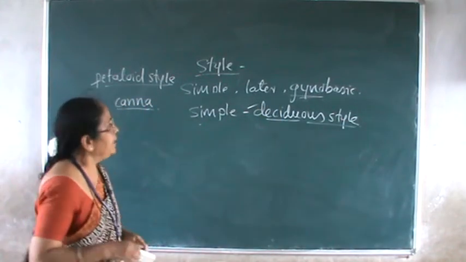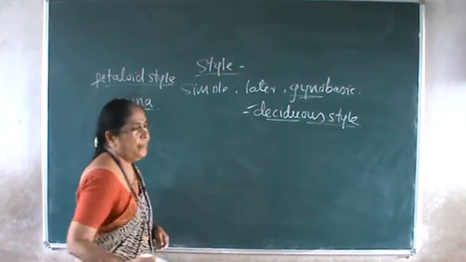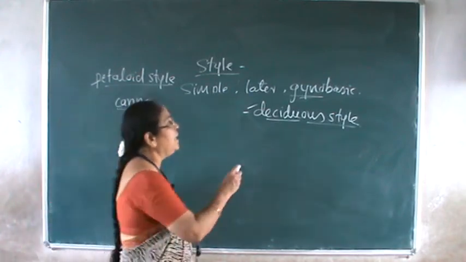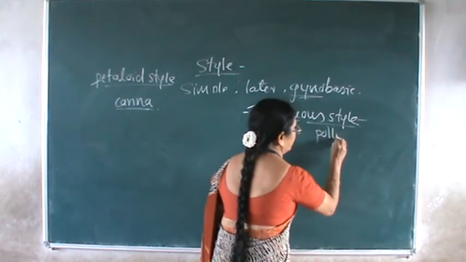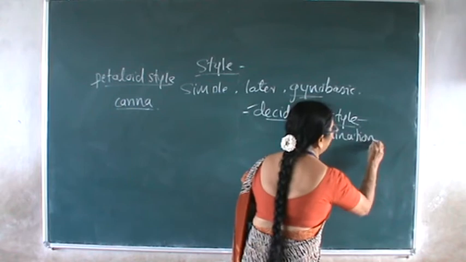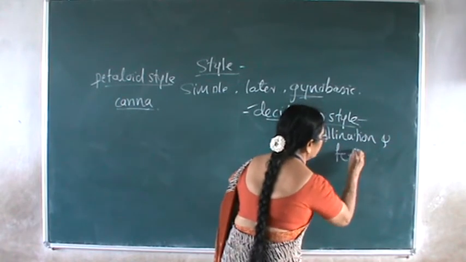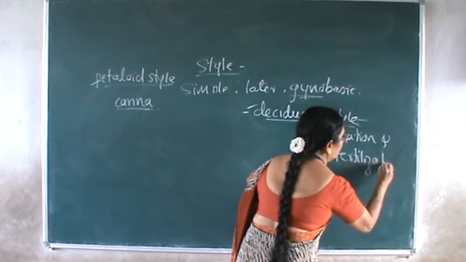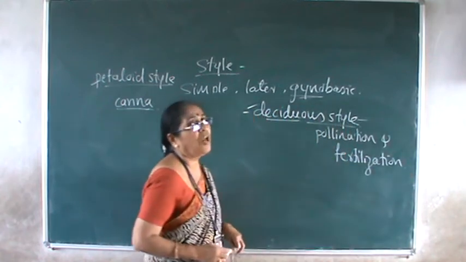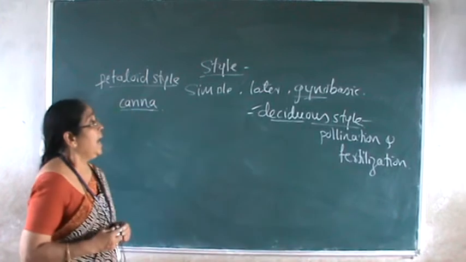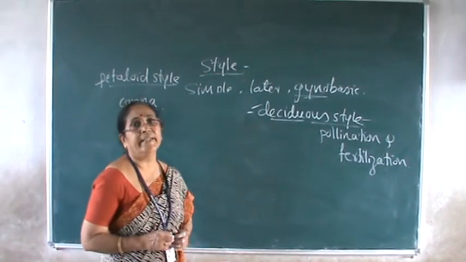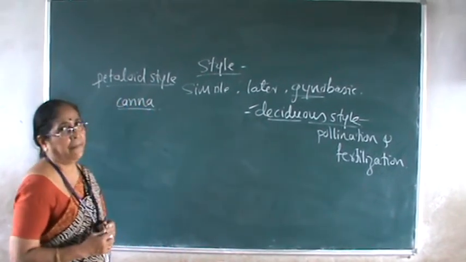This is the common type. In this type of style, deciduous style means the style falls off after the process of pollination and fertilization. After the completion of pollination and fertilization, if the style falls off, this is the normal, general type, the most common feature of most flowers, and in that case it is called a deciduous type of style.